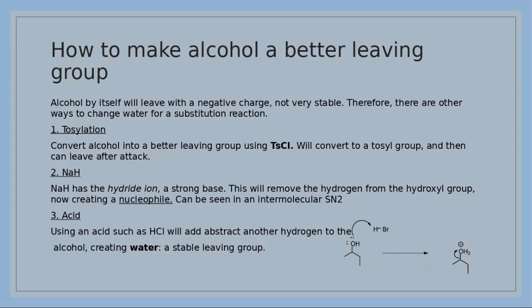Now, something else we can talk about is making alcohol a better leaving group. So as we said before, leaving groups want to be stable. If you remember, alcohol is going to be OH, but if it leaves, it's going to be OH minus.